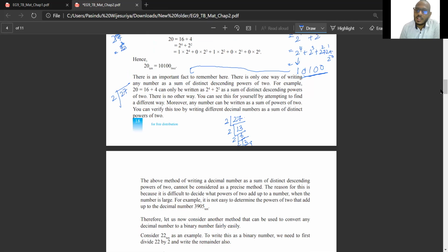27 divided by 2, is there a remainder? Yes, 1. 13, yes, there's a remainder. 6, there is no remainder. 3, there is 1. So we write the number 1, 1, 0, 1, 1. You will understand.